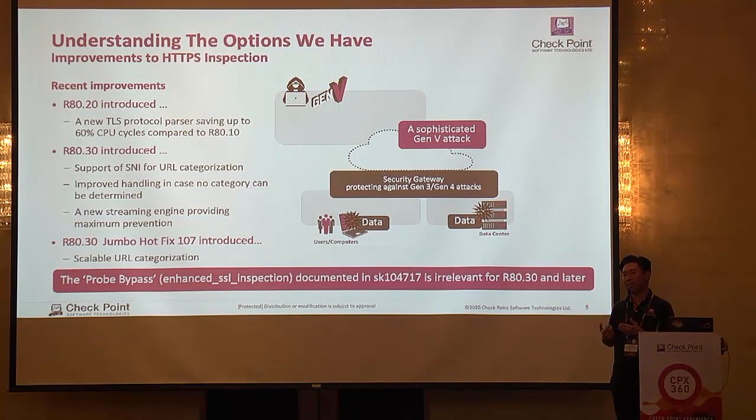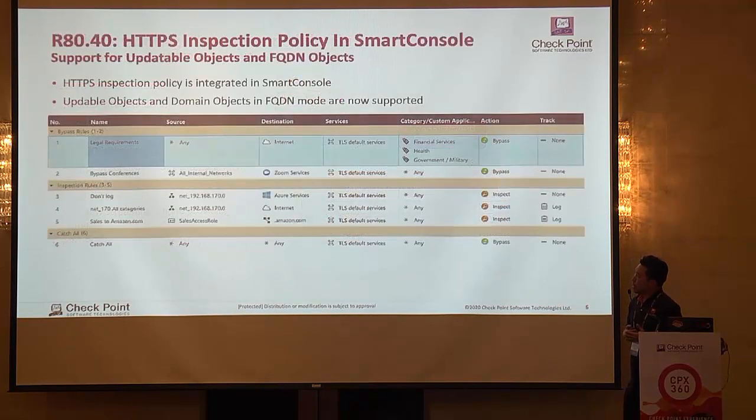But in R80.30 Jumbo Take 107, and of course also in R80.40, we improved the whole mechanism. Okay, so this is the HTTPS inspection policy on R80.40. There are a couple of enhancements.